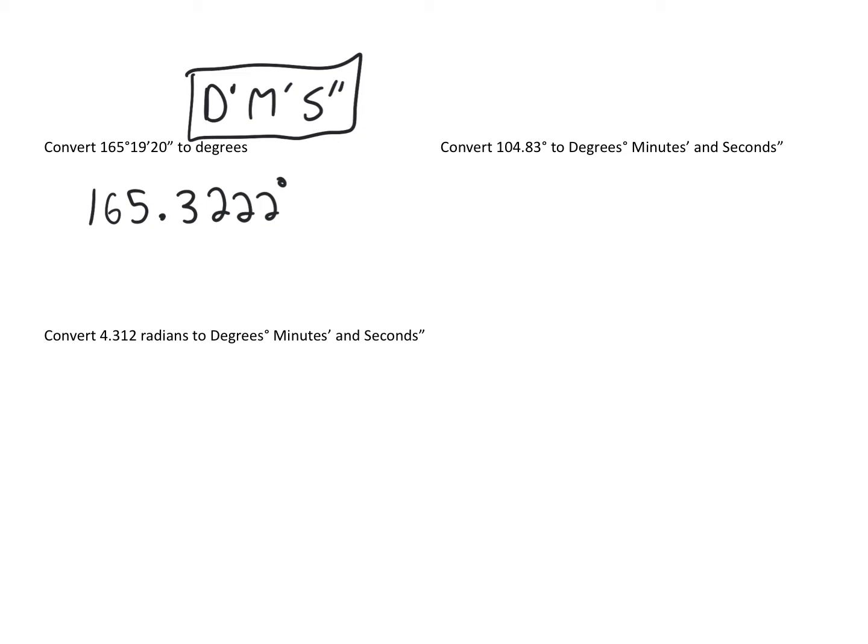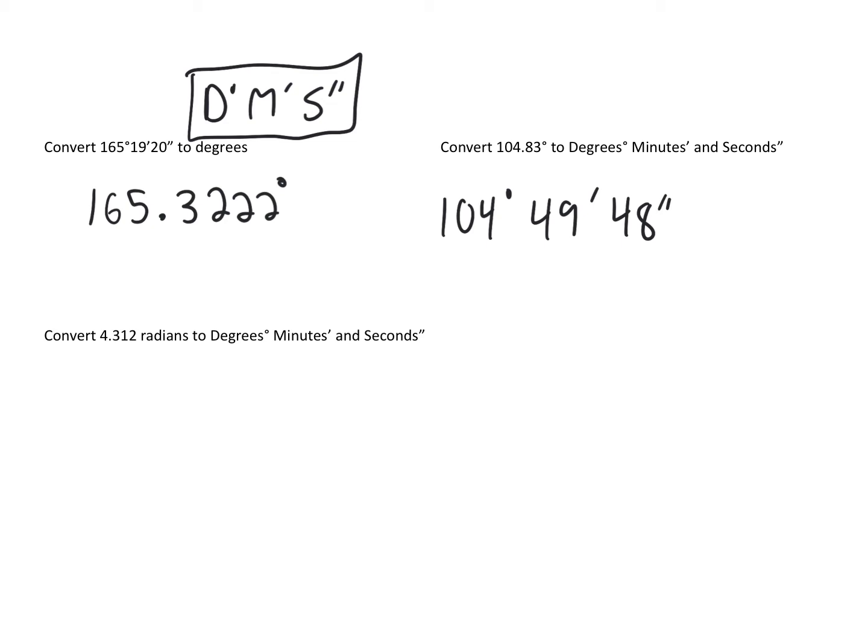Now the second example, we're starting with degrees and we want degrees, minutes, seconds. So we just hit 104.83 in our calculator and then hit second function DMS, and we get 104 degrees, 49 minutes, and 48 seconds.